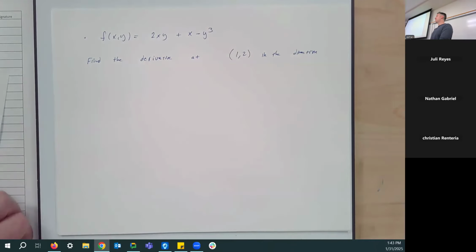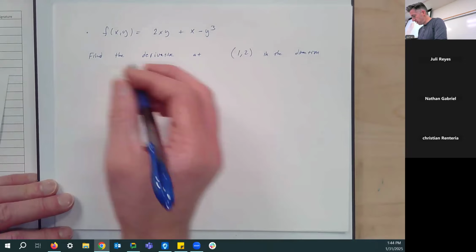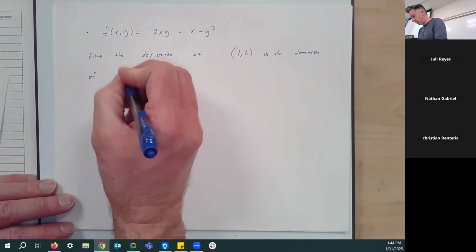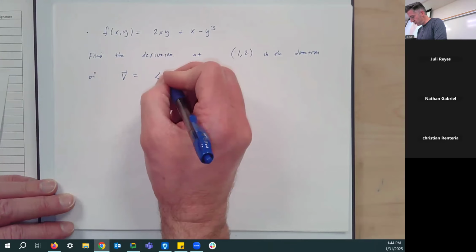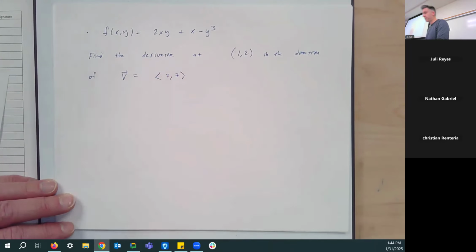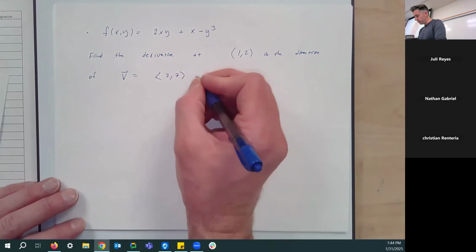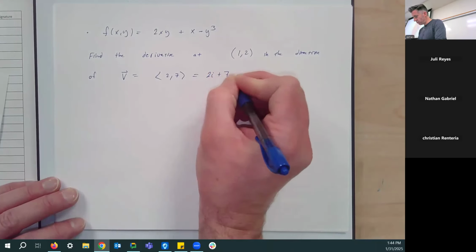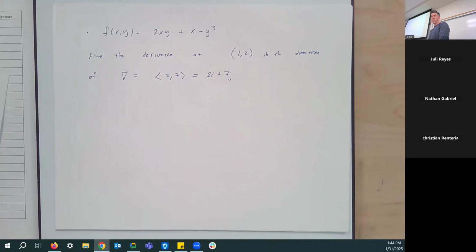I should ask real quickly, did he ever talk about the difference between finding the derivative in the direction of a vector versus in the direction of a point? Probably not. So he probably won't ask about that, but just remember, if you're pointing towards a point, it means you have to find the vector between the 2 points before you start doing the directional derivative thing. But he's probably not going to ask that, so let's just be normal about it. So in the direction of the vector v equal to 2 comma 7, or he might write it as 2i plus 7j. It's another way of writing a vector.